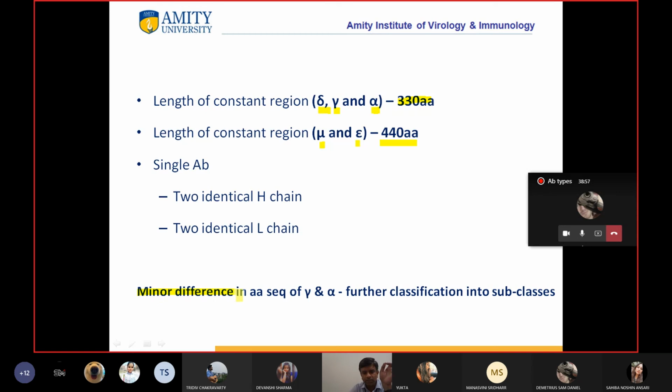And on the basis of these minor differences in amino acid sequence, two of the types, which are IgG and IgA, were further classified into different subclasses, right? So you know IgA has two subtypes, IgA1 and IgA2, whereas IgG has four different subtypes, which are IgG1, IgG2, IgG3, IgG4.